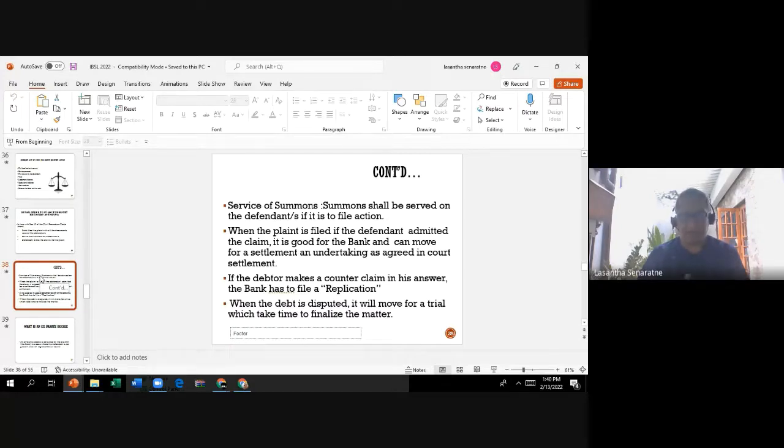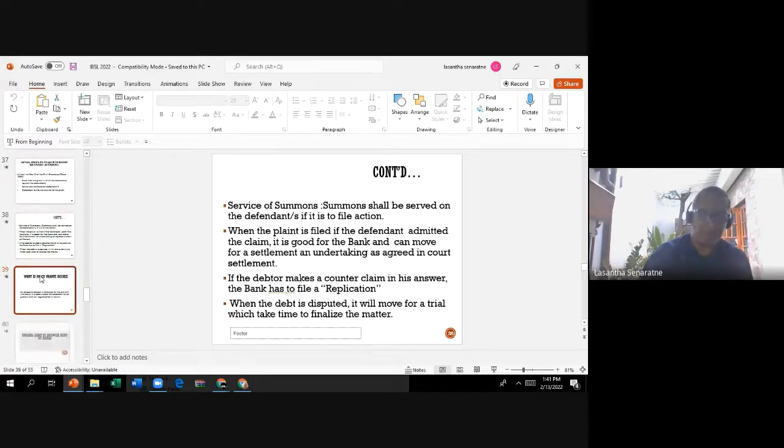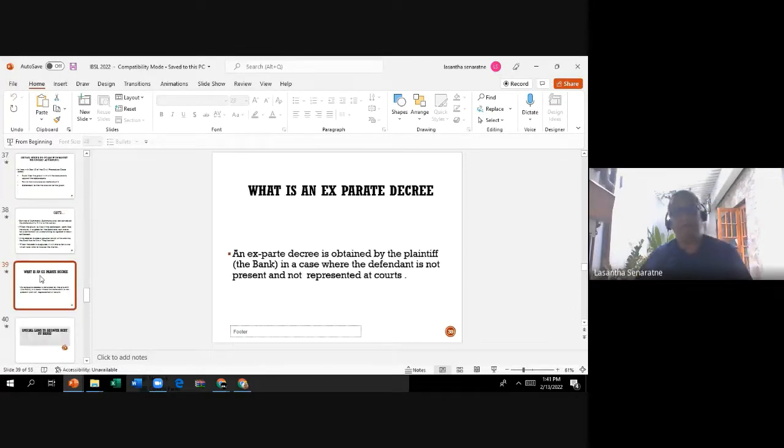So when the debt is disputed, the parties must agree on an amount. So if the parties are not agreeable on amount, then it will take more time to finalize that matter, and it will take through a court process.